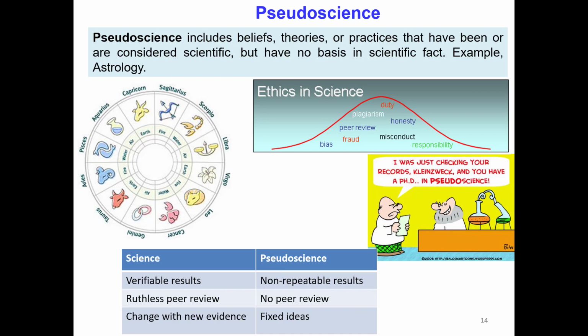Then in science, we can always verify the results. Everything that is published in science must be peer reviewed, and it can change in science. The results can change if we have new evidence. But what happens in pseudoscience is that the results cannot be repeated, are not peer reviewed, and usually are fixed ideas.